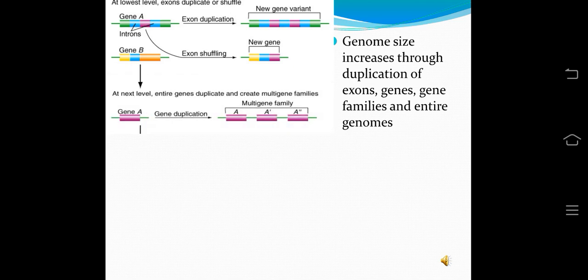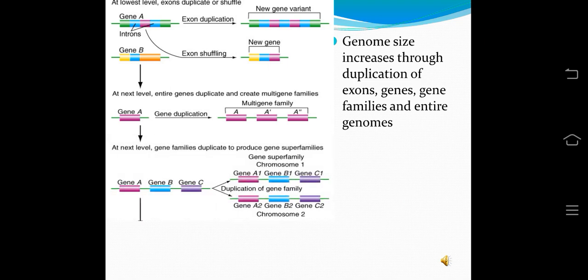Then at the next level, entire genes duplicate and create multi-gene families. Gene A undergoes gene duplication to create a multi-gene family of this gene A. At the next level, gene families duplicate to produce gene superfamilies. Here we can see gene A, gene B, gene C arranged. Then gene A, gene B1, gene C1. Duplication of gene families will be taking place, and gene A2, gene B2, gene C2. Chromosome 2.